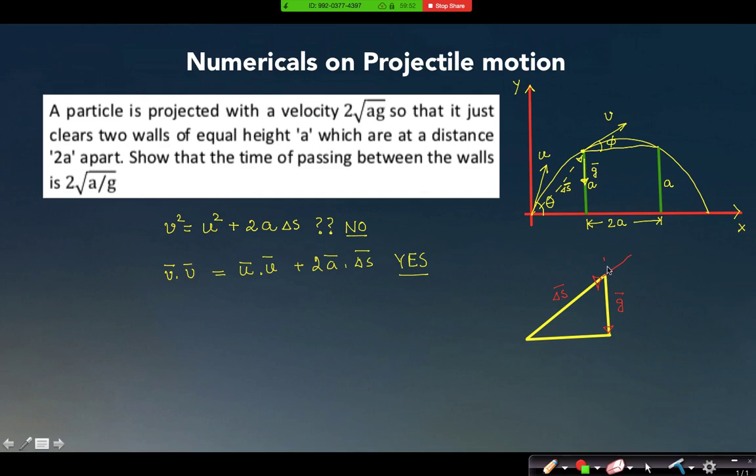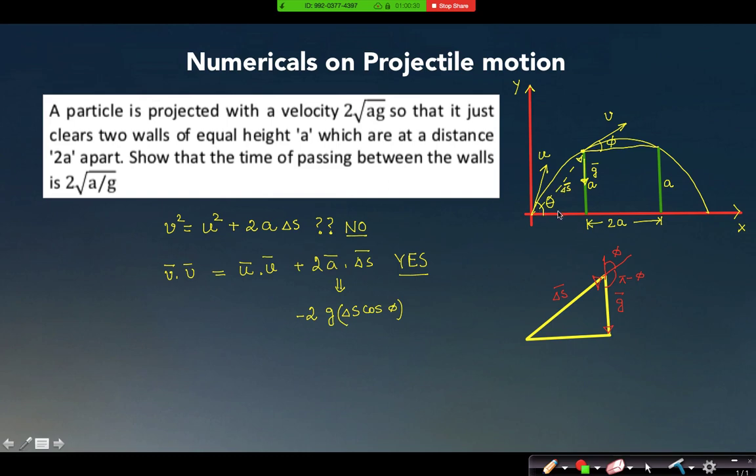What is the angle between them? If this angle is phi, then what is the angle between g and delta s? 180 minus phi. Pi minus phi? Good. So if I try to only write down this equation, it is twice mod a is g, mod delta s remains there, and cos of 180 degree minus phi is what thing? Minus cos phi. Cos phi, minus cos phi.